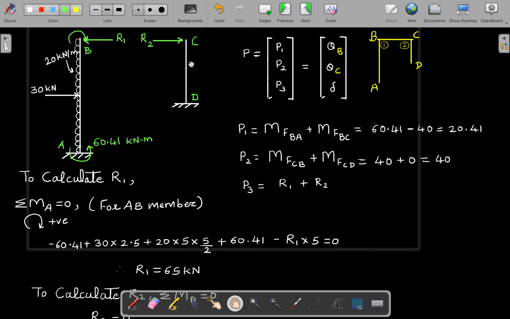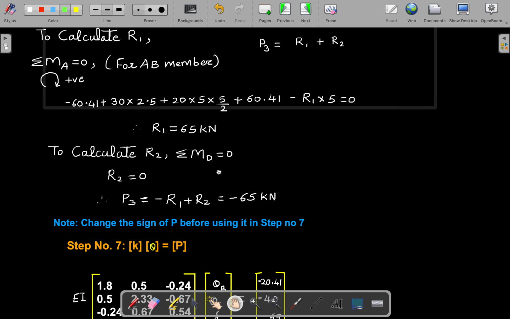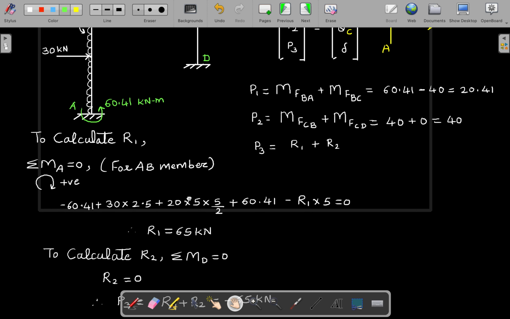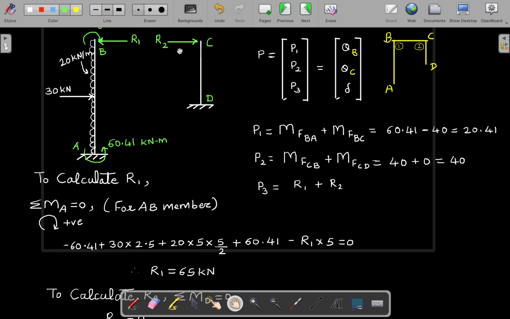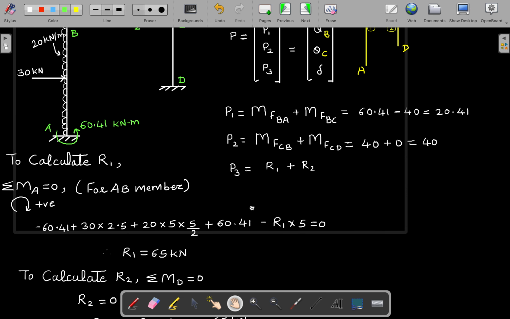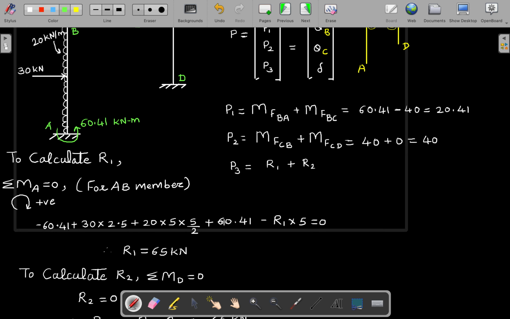Now let us calculate R2. So for R2, you see there is absolutely no load acting. So R2 will become 0. Now our P3 formula is R1, which is in negative direction, and R2 which is in positive direction. So P3 is coming as minus 65. Okay, minus 65 value we are getting for P3.